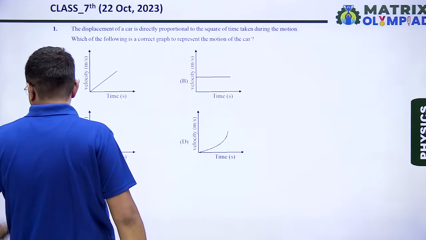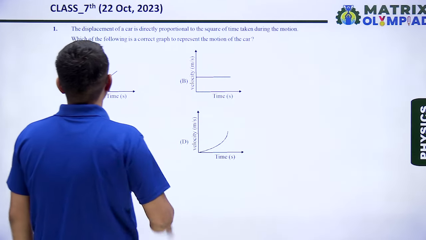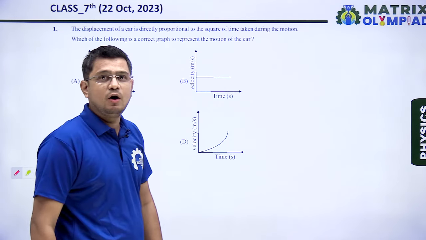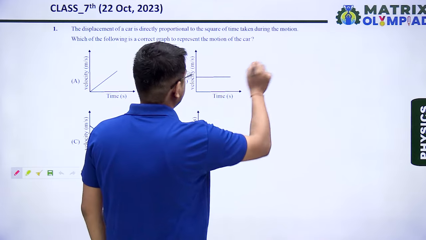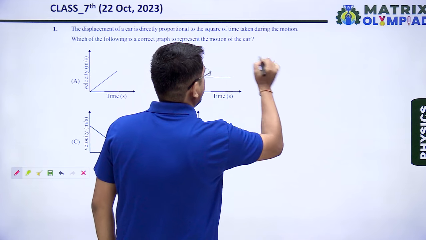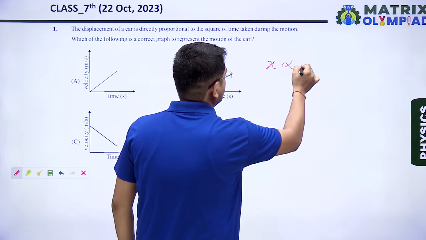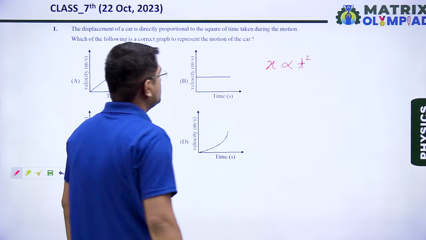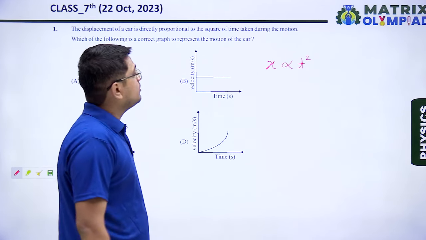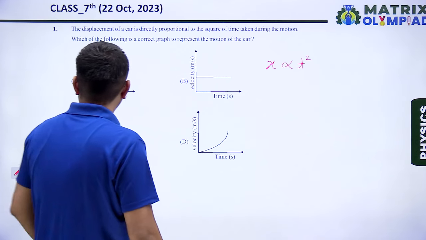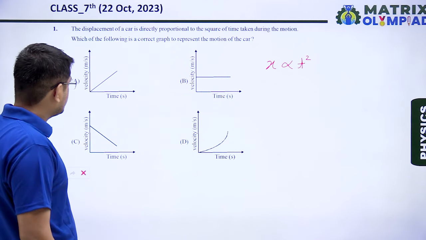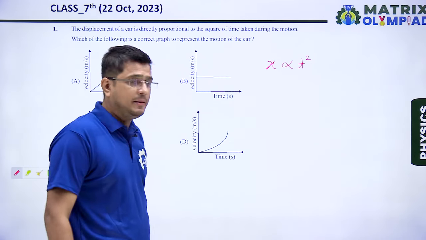Our first question. So as we can see in first question, it is said the displacement of a car is directly proportional to the square of time taken. Let us assume the displacement is taken as x, which is directly proportional to the square of time during the motion. Which of the following is the correct graph to represent the motion of car? So here we can see we have four options. In four options, in y-axis the velocity is taken and on x-axis time is taken.